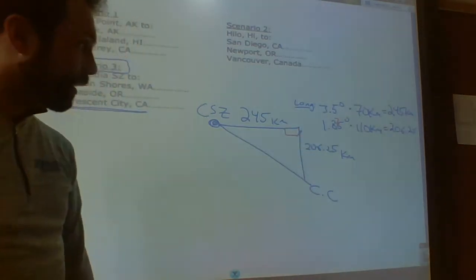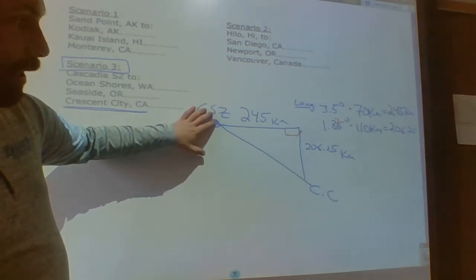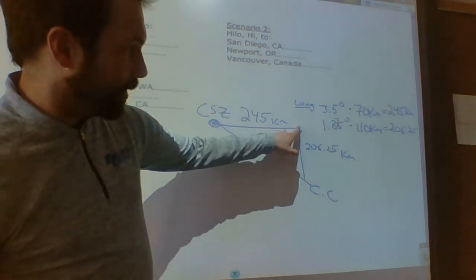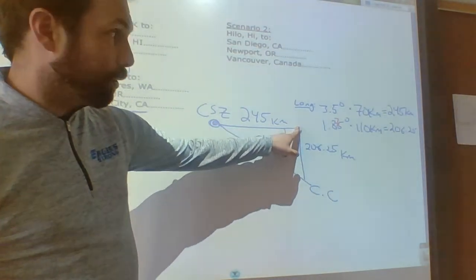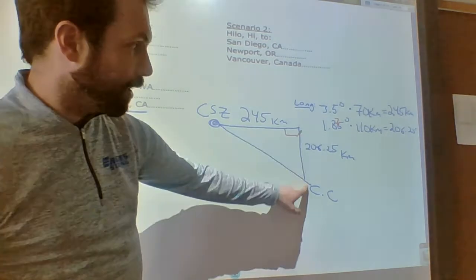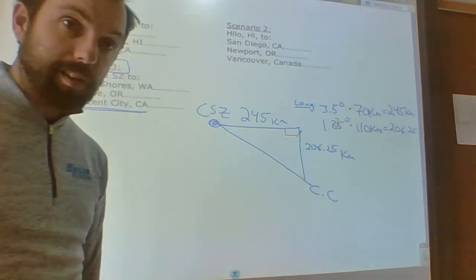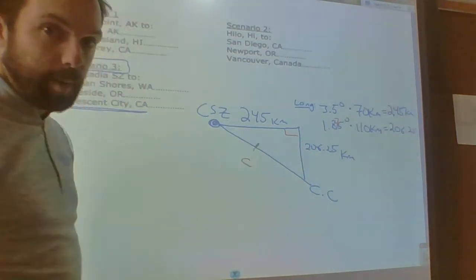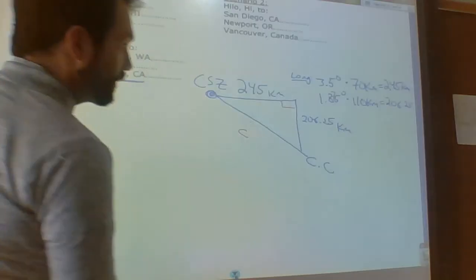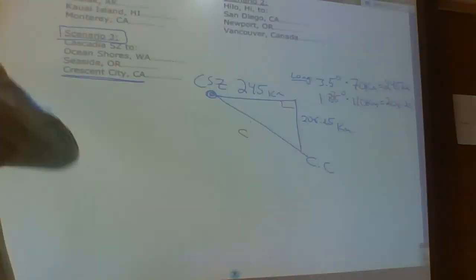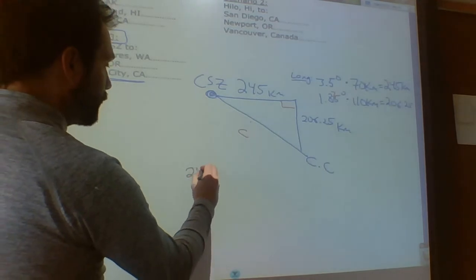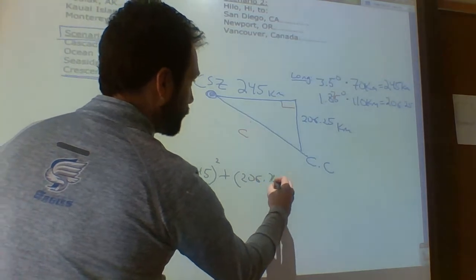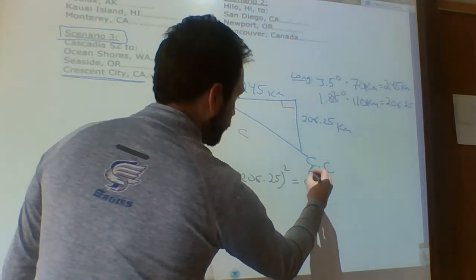I redrew it here, just showing the subduction zone to Crescent City. Estimated this distance in degrees, changed it to kilometers, changed this to kilometers. Now we can use our Pythagorean theorem because I have the two legs and we want to know what is our hypotenuse. So now we can set up the Pythagorean theorem. Say, well, 245 squared plus 206.25 squared equals c squared.